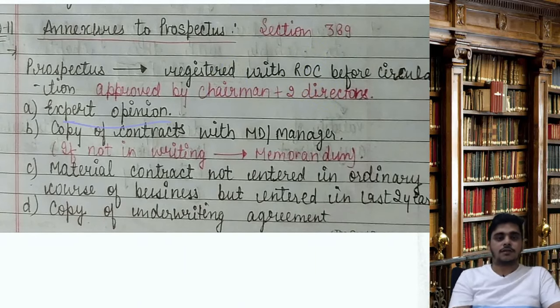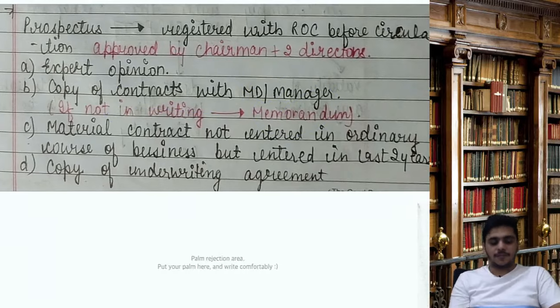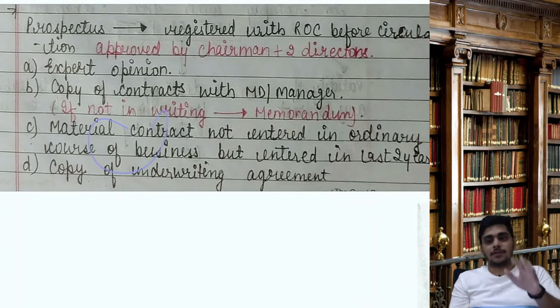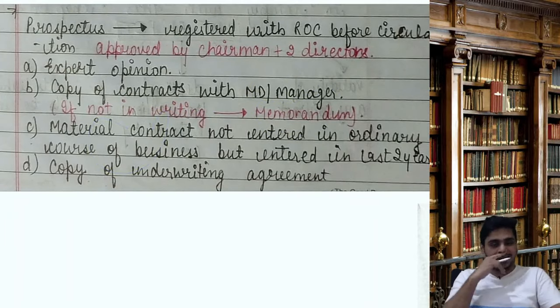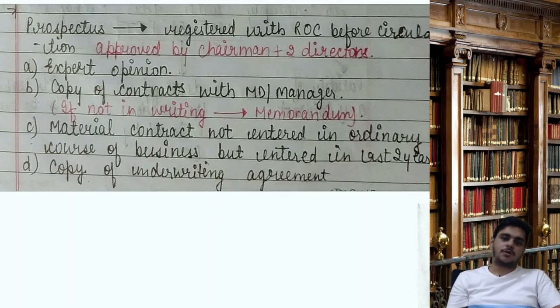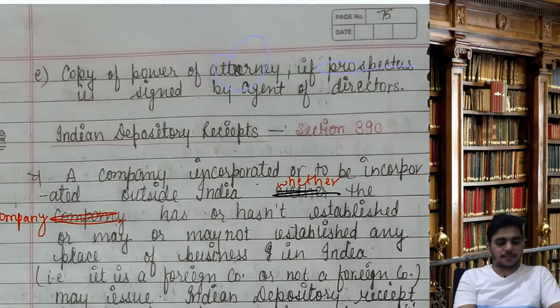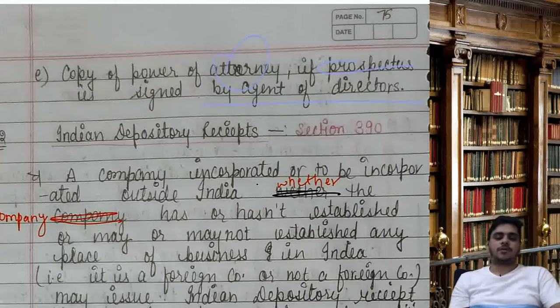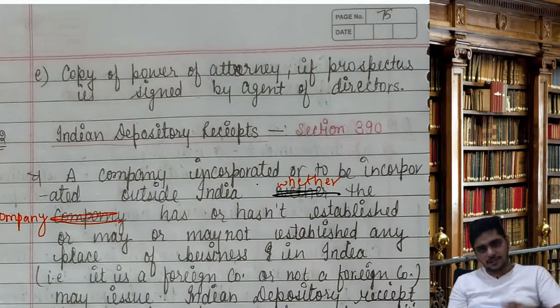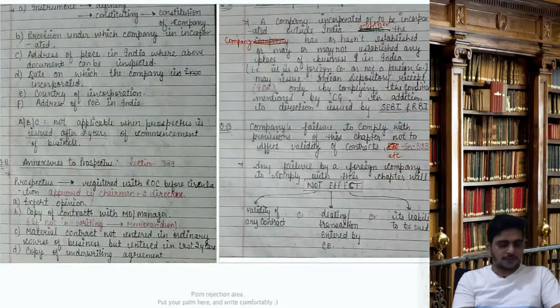Number one, expert opinion you will add. Number two, copy of contracts with the MD or WTD. If the contract is not in writing, then a memorandum should be attached. Then material contracts not entered in the ordinary course but entered in the last 2 years. And then a copy of the underwriting contract. E, power of attorney, if the prospectus is signed by an agent of the directors. So these five things will be annexed to the prospectus.